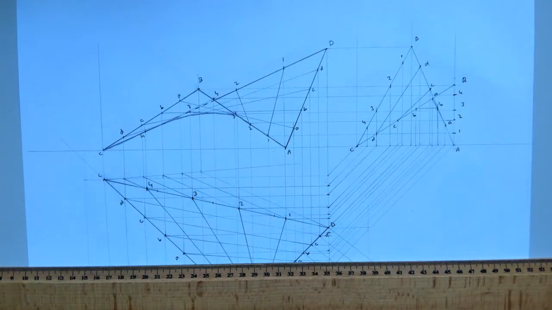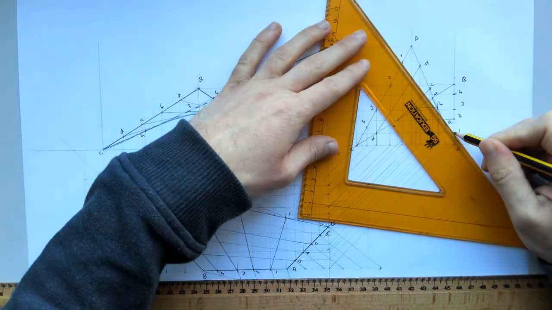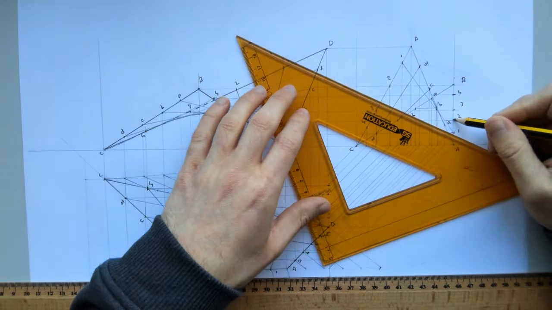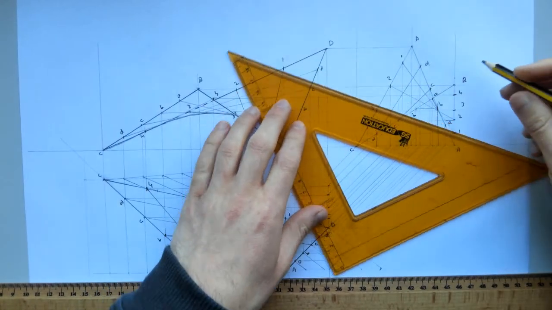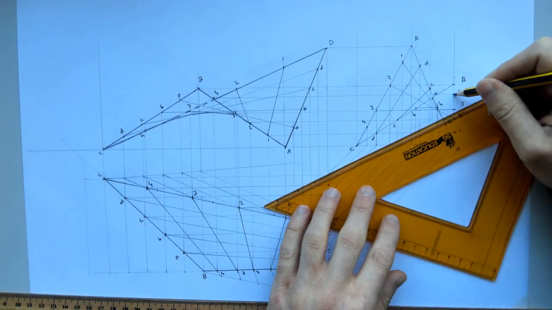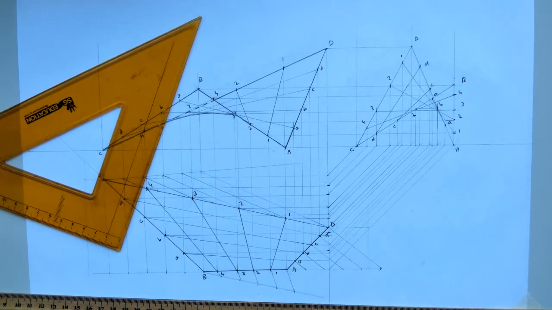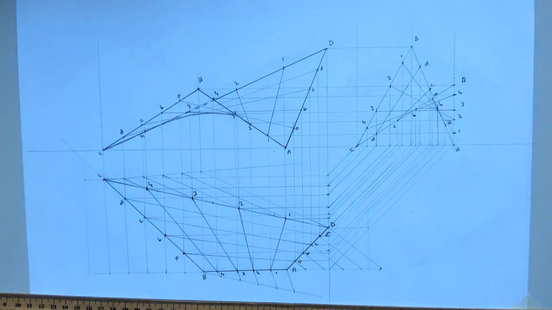So now I'm actually able to connect 1, 2, 3 and 4 together. So 1 connects to 1 there. 2 connects to 2 there. 3 connects to 3 there. And 4 connects to 4 there. And now what I'm able to do then is actually connect all my points together and draw in my freehand curve.